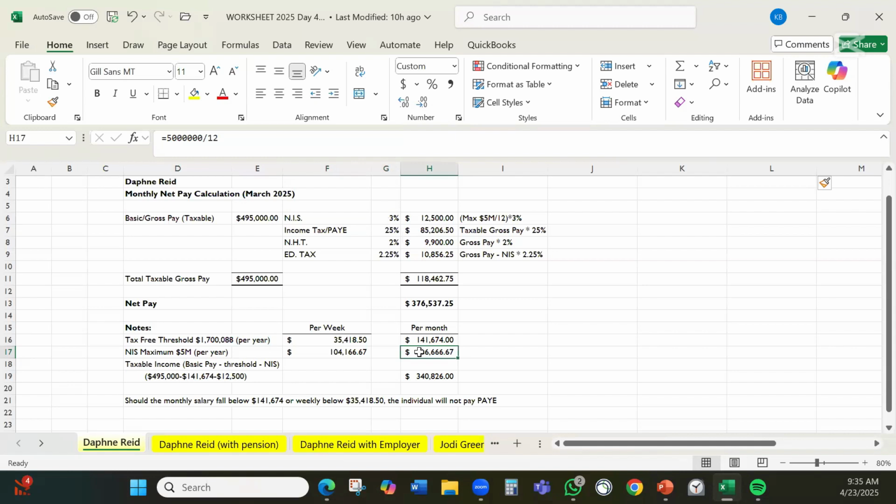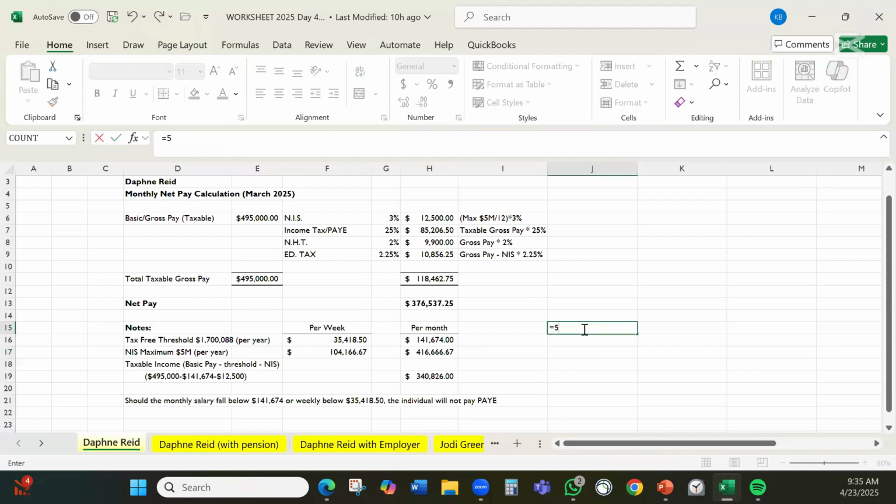If it's over 5 million, you only get taxed on 5 million. Above that, nothing more is charged, and before 5 million, it's based on whatever you earn, right up to 416,666. The 416,666 is really the 5 million for the year, which is the max, divided by 12. So that is what it is per month. Remember, we're running the payroll per month.